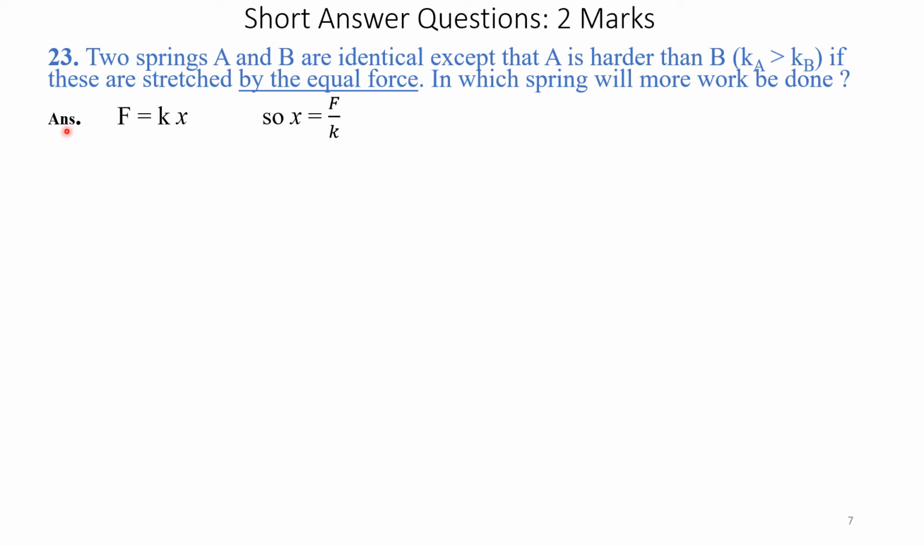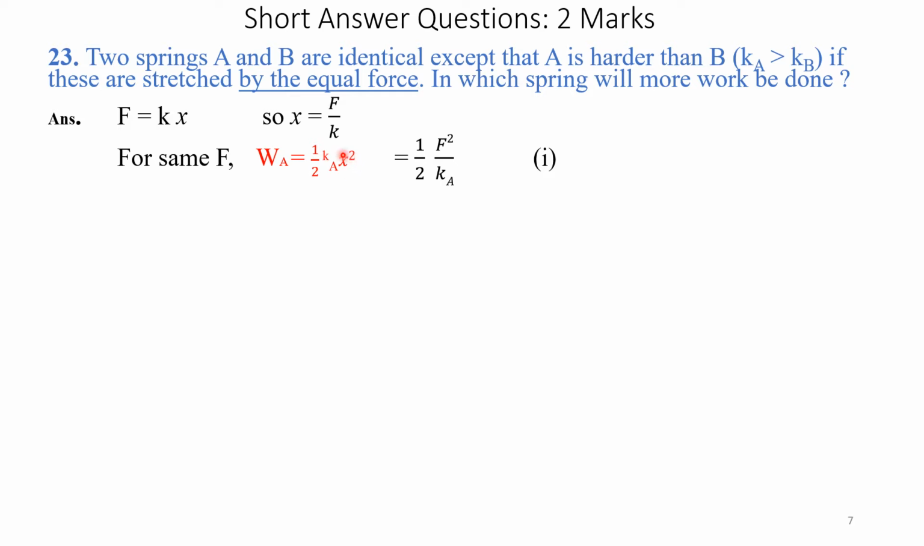Answer. By Hooke's law, F is equal to kx, where F is the force, small k is the spring constant and x is the compression or expansion. Therefore, x is equal to F by k. We also know that work done by a spring is given by the relation W is equal to half k x square. So for the same F, work done by spring A, WA, is equal to half Ka x square.